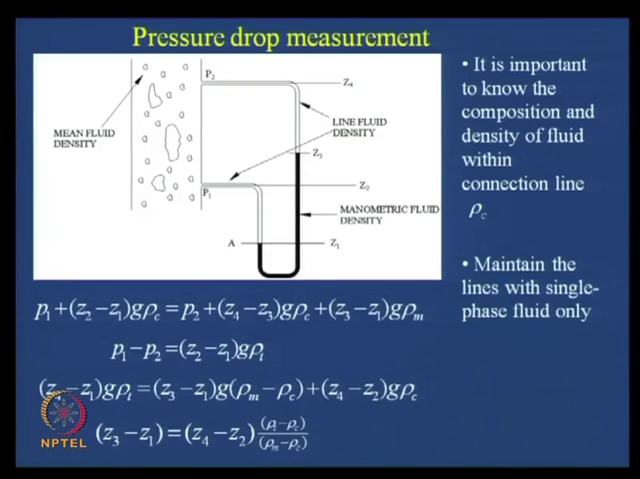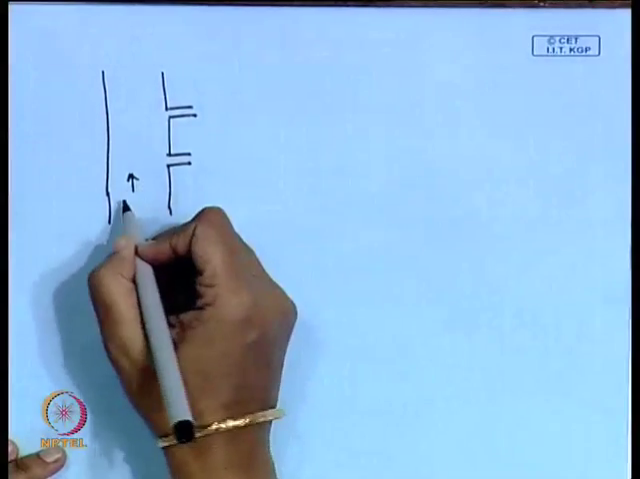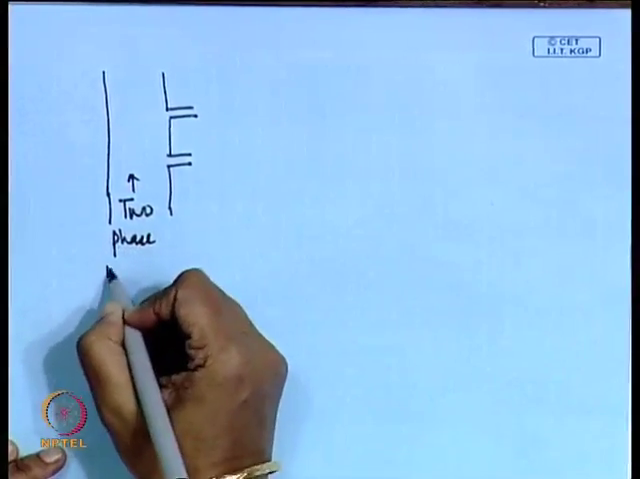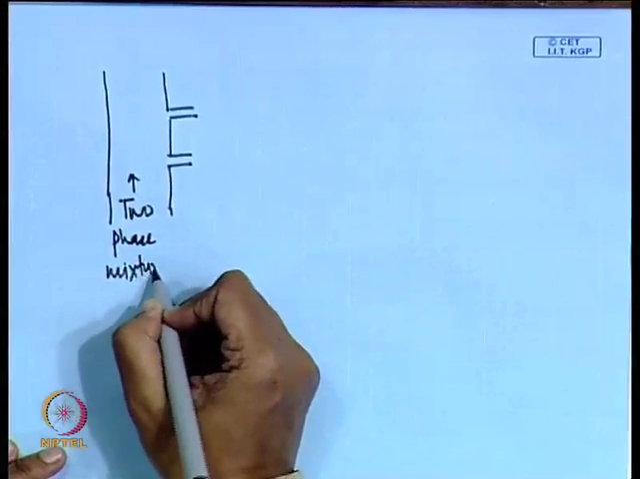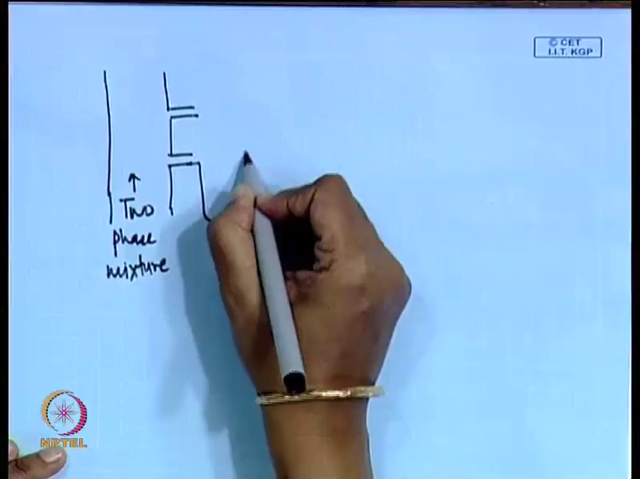Now, I would like to redraw the figure once, it will be clear to you in that particular case. So, therefore, in this particular case a two phase mixture is flowing. Okay. It is a two phase mixture which is flowing. Now, this is connected to a manometer line.